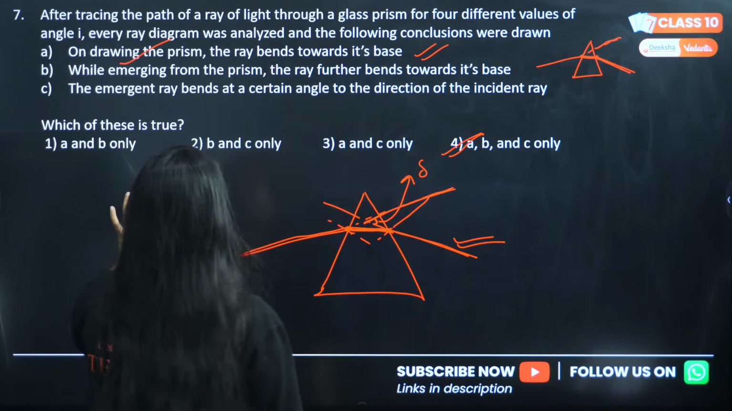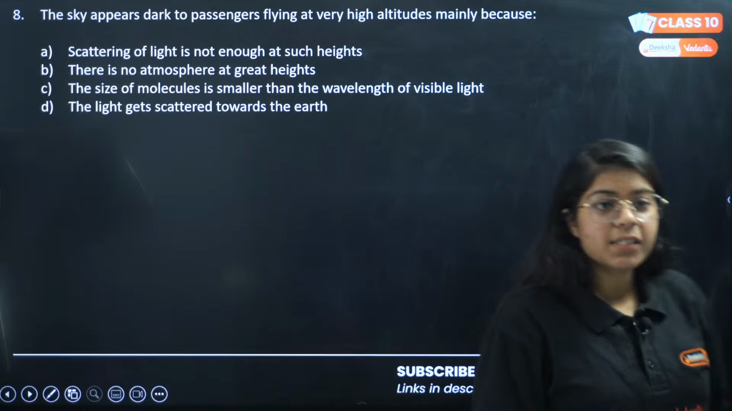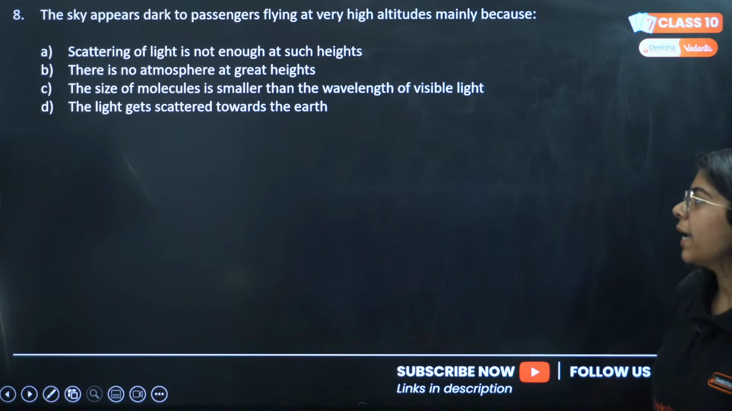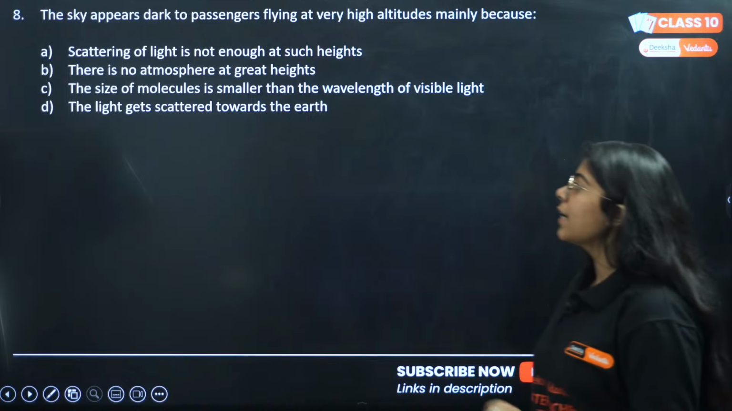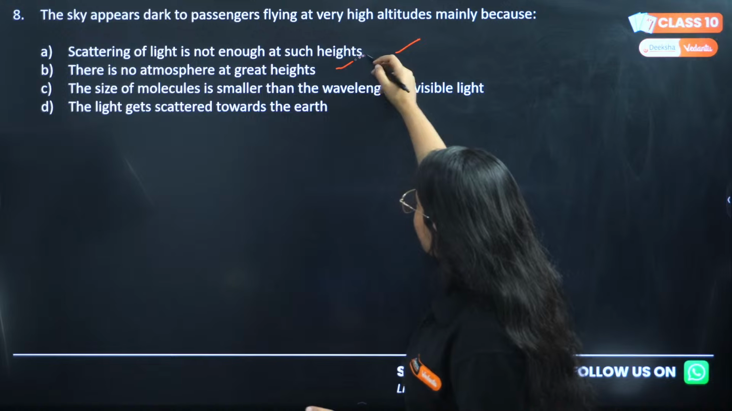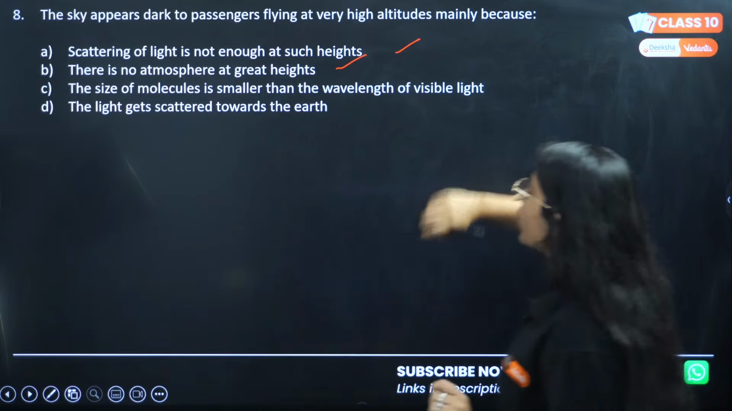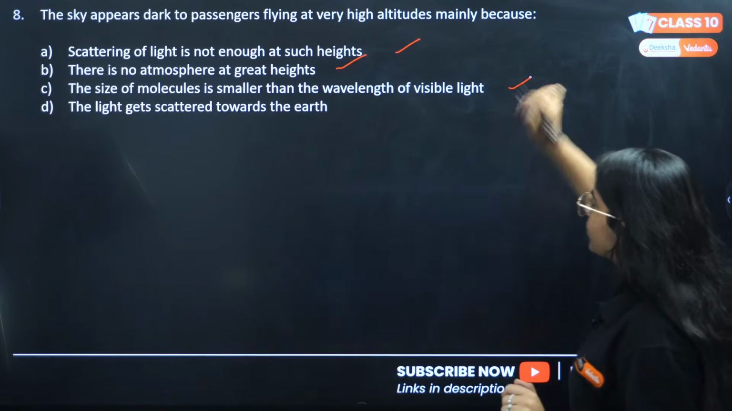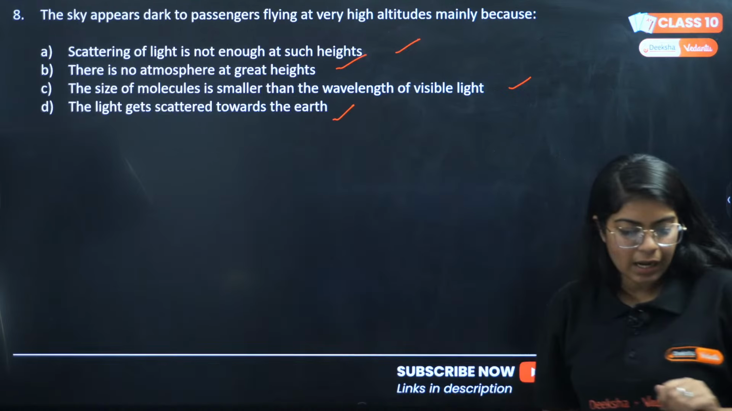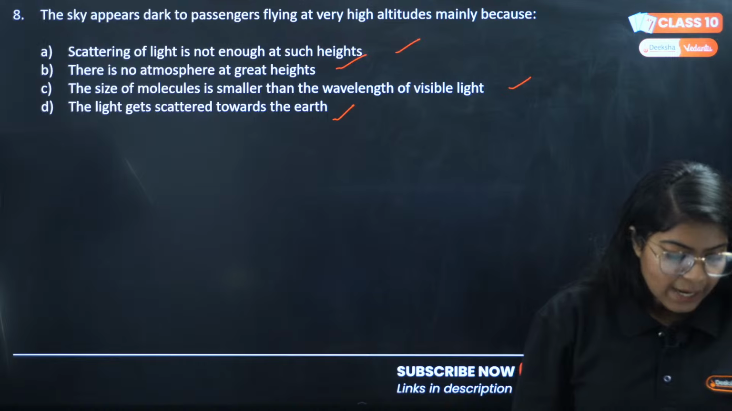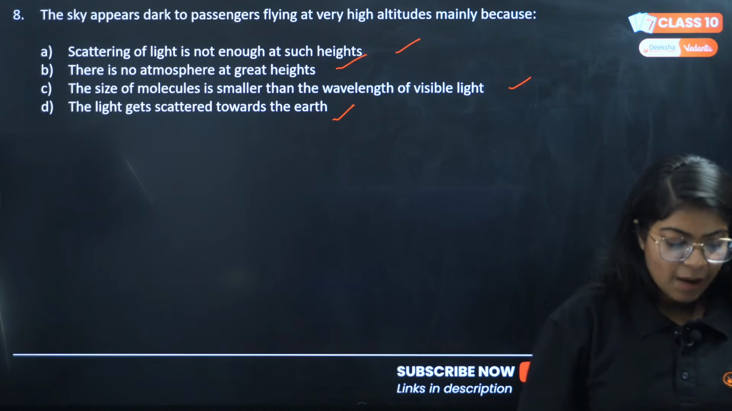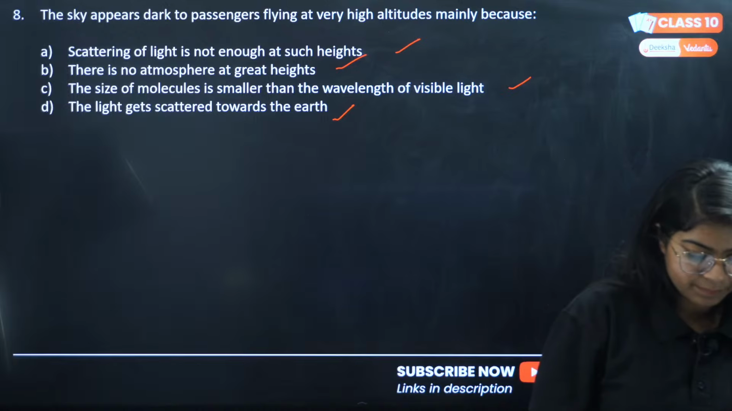Okay, 8th question. The sky appears dark to passengers flying at very high altitudes, mainly because: A, scattering of light is not enough at such heights. B, there is no atmosphere at great heights. C, the size of molecules is smaller than the wavelength of visible light. D, the light gets scattered towards the earth. What is the correct answer? A, B and C correct. All 3 are correct. In the exam, you have to write all three as correct.